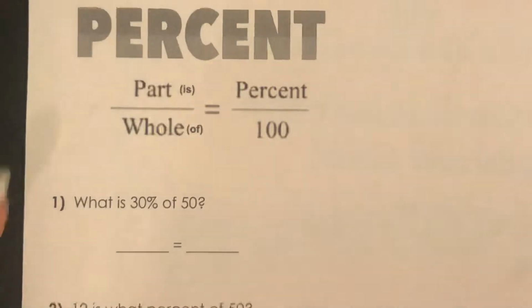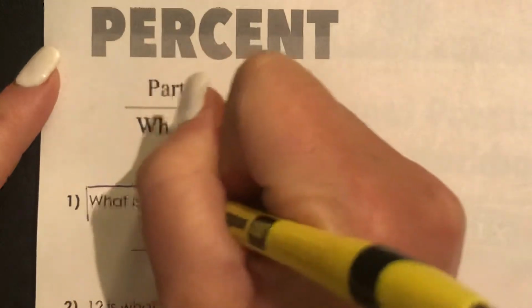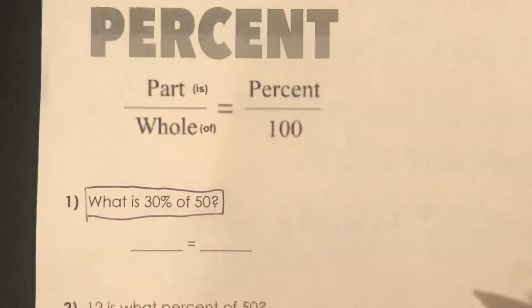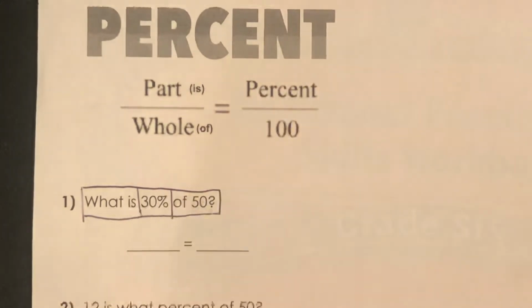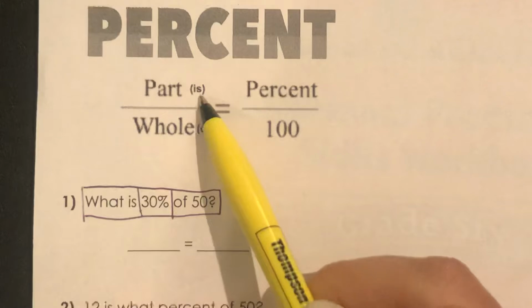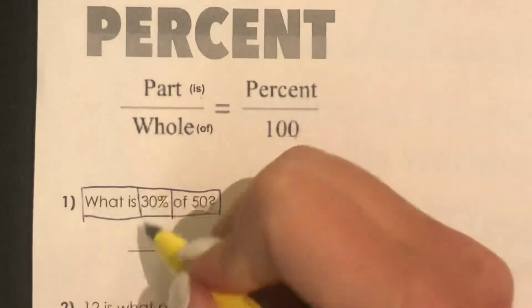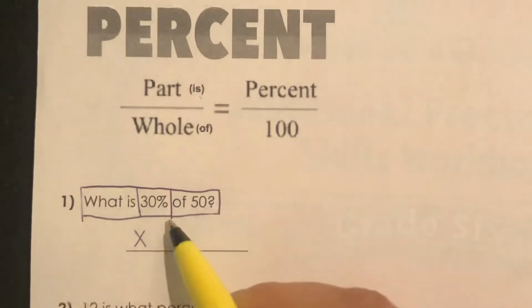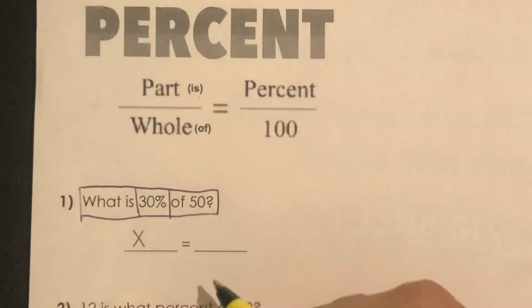So if we look at number 1, we can break this sentence up into 3 pieces. Okay, so the first thing we can do is put a square around it, and then we'll box off our percent, and that gives us our 3 pieces. So we find the word "is," that's our part. We don't know what it is, so we can put an X right there. The next box is our percent. So we look right here and we see percent goes over here.